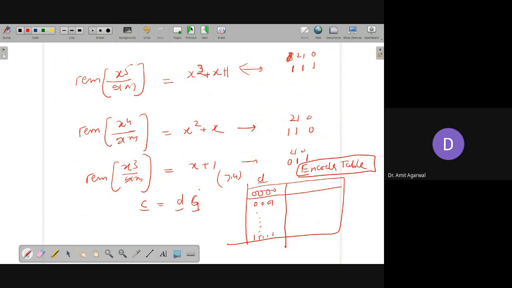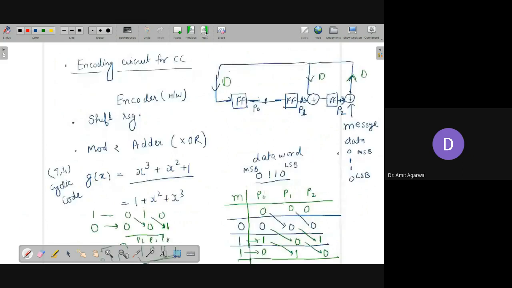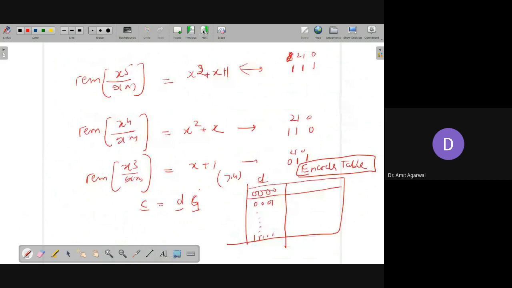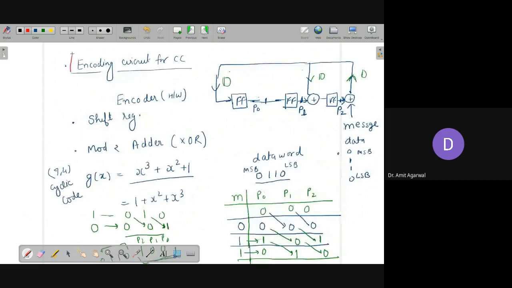So this is the encoded mapping, right? Now you have your encoder mapping. But how to implement this encoding circuitry in hardware? So let's discuss this. We have to now discuss what the encoding circuit for the cyclic codes is. It is mainly made of shift registers and mod 2 adders. These are adders, these are shift registers.